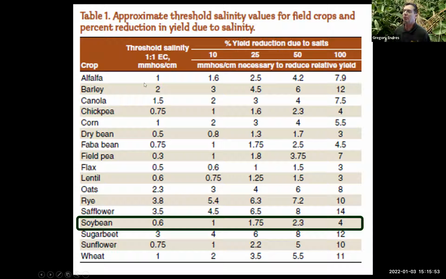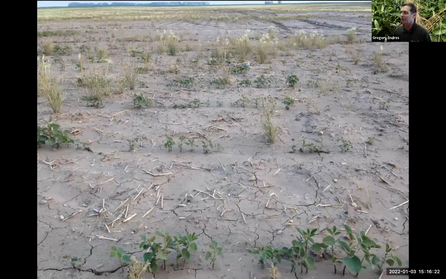Compare that, for example, with barley. With barley, the threshold surprisingly is not that much higher, but it is higher. And to get a 10% yield loss, we would go to 3 EC. So certainly, as everyone knows, barley is more tolerant as compared to soybean, and a better choice if we have any knowledge that our soils may have elevated levels of salts. So this is what we want to avoid.